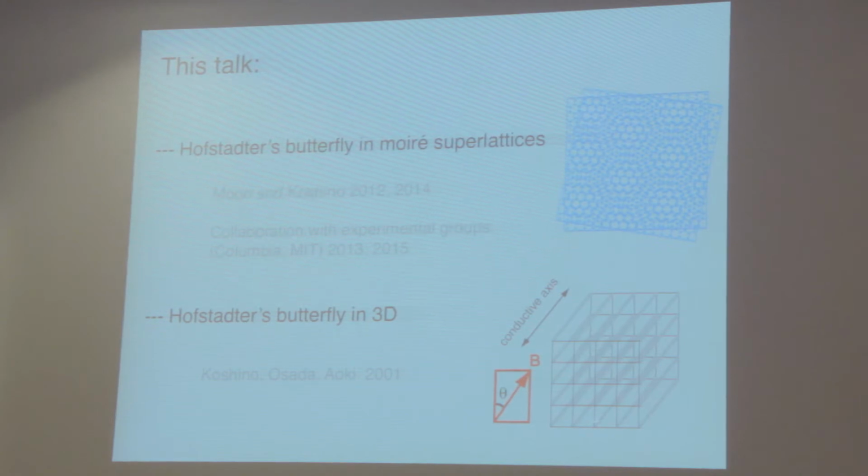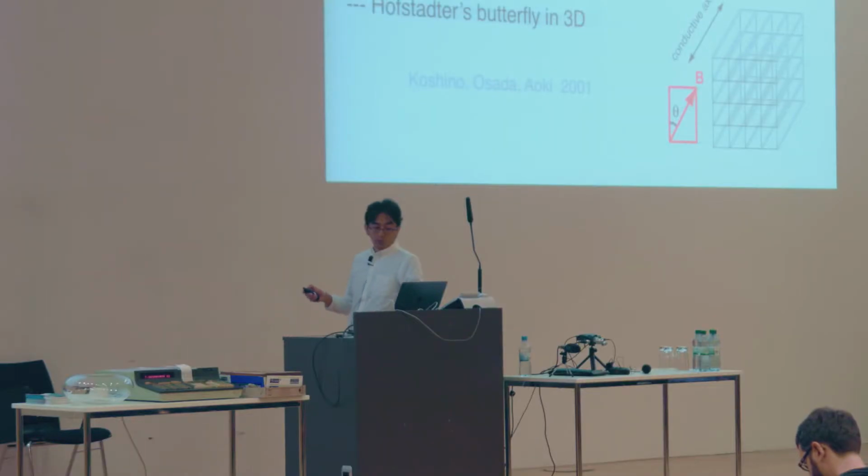The one is about the Hofstadter butterfly in Moire superlattice. And as Professor Weiss mentioned at the end of his talk, I showed some different way to realize the Hofstadter butterfly. This is called Moire superlattices. I showed some theoretical work, and we also have a collaboration with experimental groups, which actually realized the Hofstadter butterfly in this system.